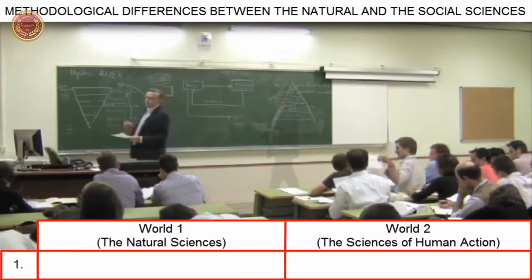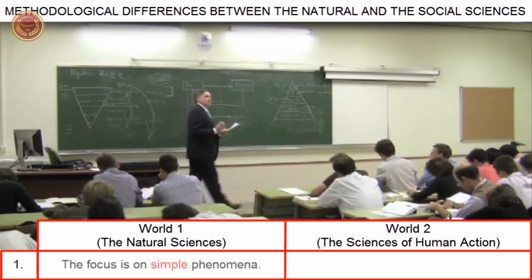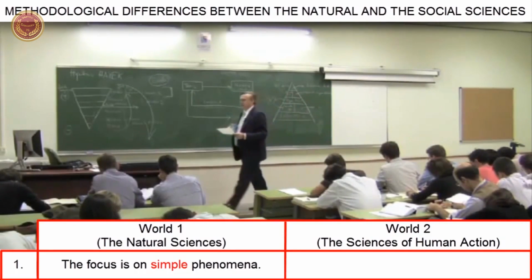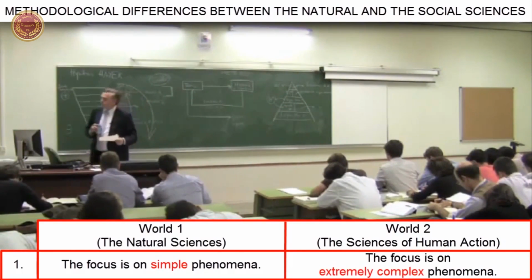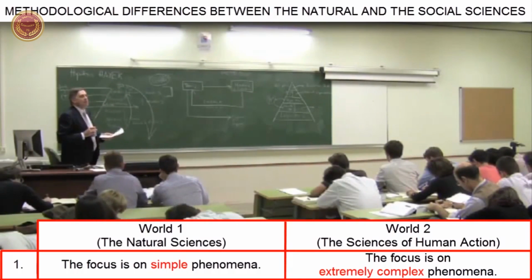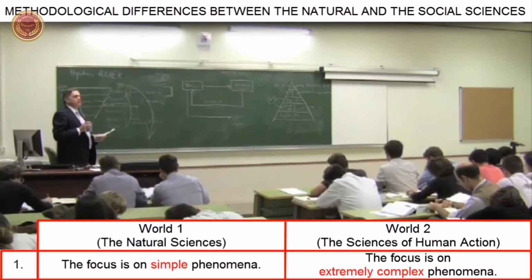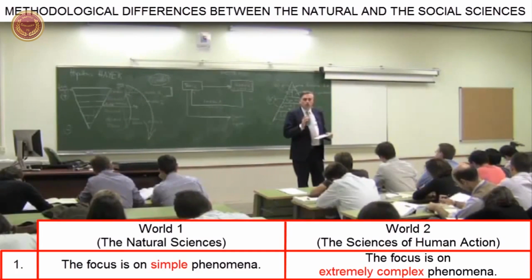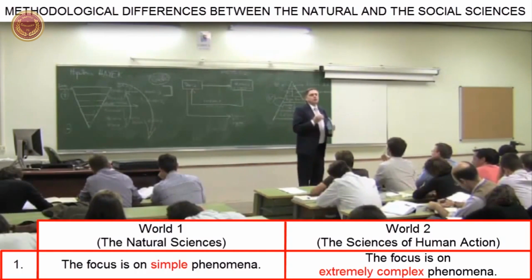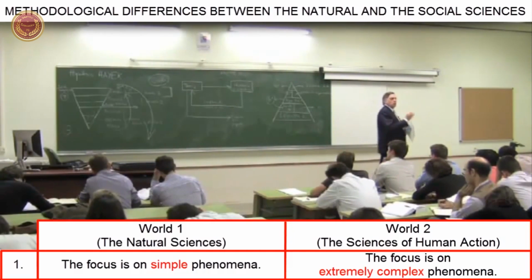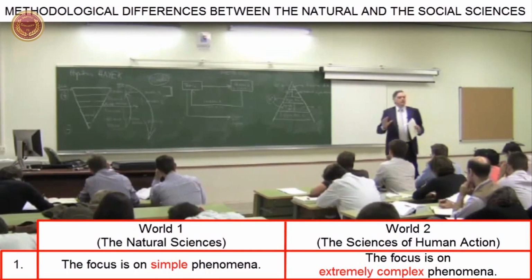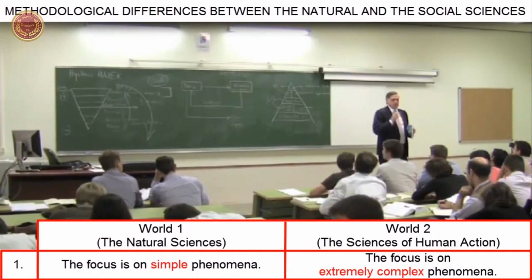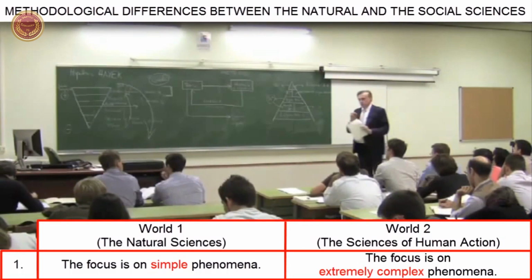Point number 1. The natural sciences study relatively simple phenomena, while the sciences of human action study relatively complex, or if you will, enormously complex phenomena. I repeat, the first point that distinguishes a natural scientist, a physicist, chemist, biologist or doctor, from an economist is that the physicist, chemist, biologist or doctor studies relatively simple phenomena, while we social scientists study enormously complex phenomena.